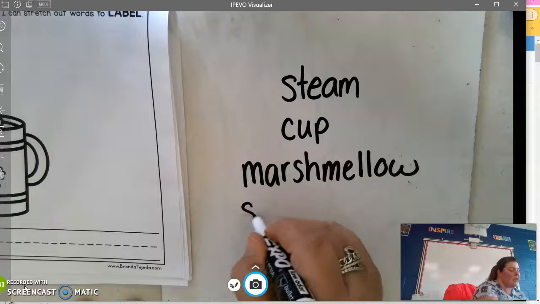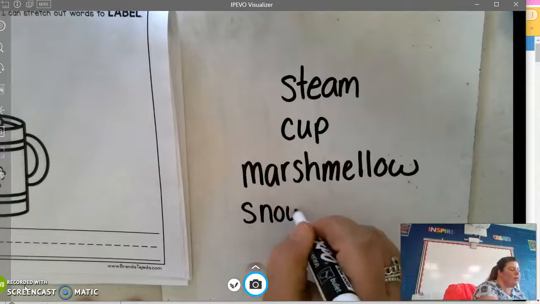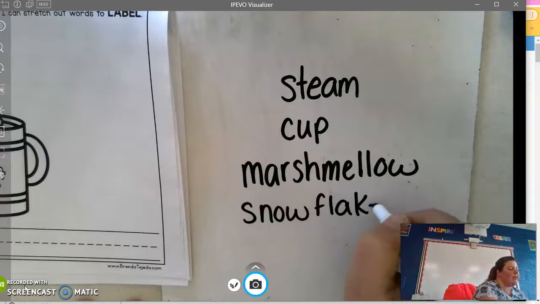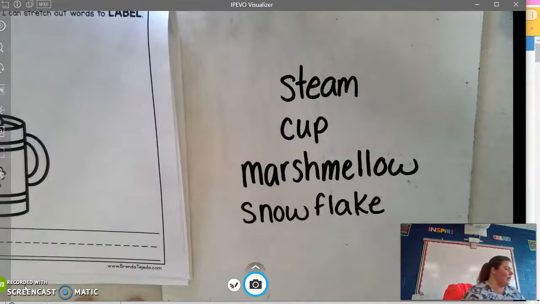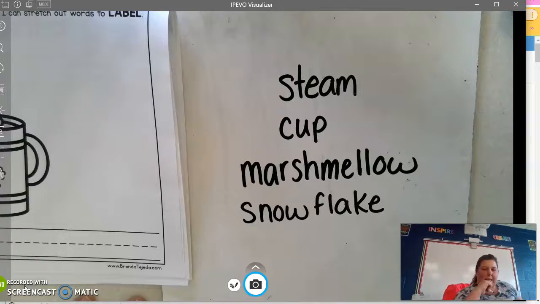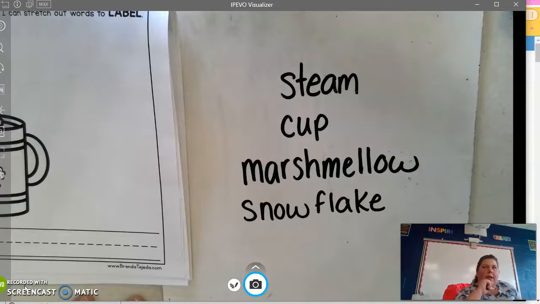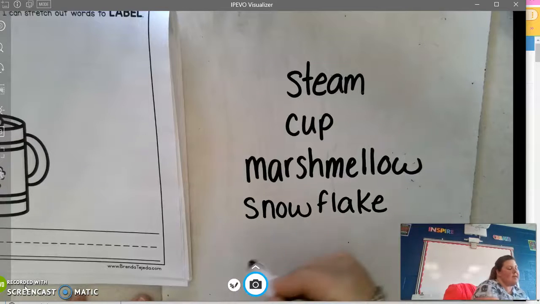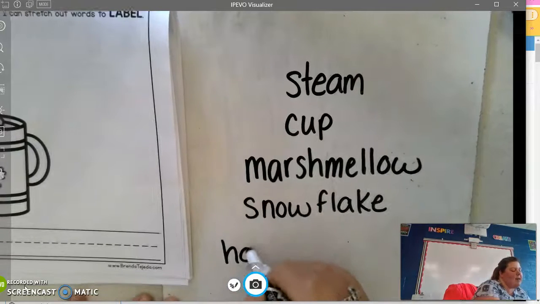There I see a snowflake. What's in this cup? What is in this cup? Maybe we could write a sentence about what is in this cup. Maybe it might be hot.